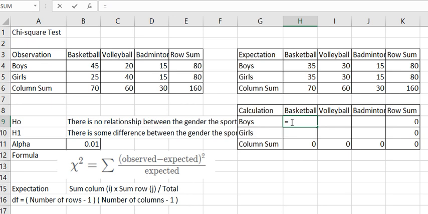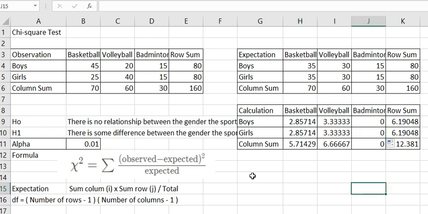So we need to use the observation in here. We subtract the expectation, to the power of 2, over the expectation. Now we got it like this. So after we calculate this, the chi-square in here is about 12.381.